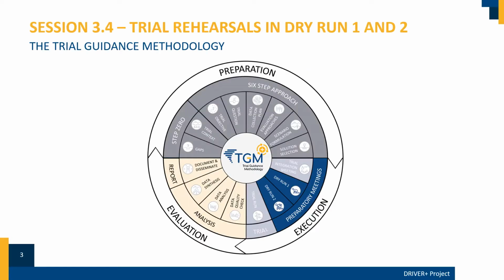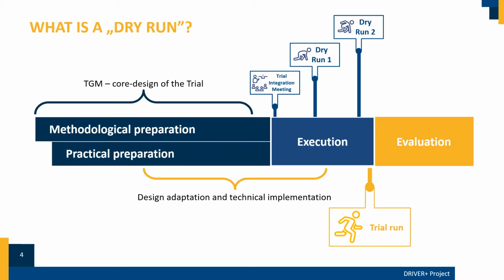This session refers to Dry Run 1 and Dry Run 2 as rehearsals of your trial, and it presents the importance and purpose of testing the trial design. In these two rehearsals, the trial design and all technical and practical arrangements are tested. These tests should preferably take place at the location where the actual trial will be held.